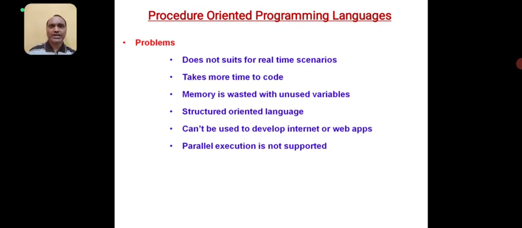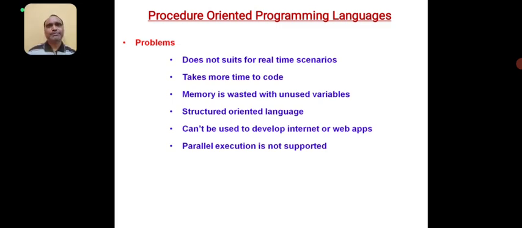And if you develop any application, sometimes there are applications that require parallel execution. The applications which require parallel execution to provide services to the user community at high speed are not possible with procedure-oriented programming languages. Whereas the applications which require concurrent execution or parallel execution can be developed using object-oriented programming languages. Okay, so these are the differences between procedure-oriented languages and object-oriented languages.